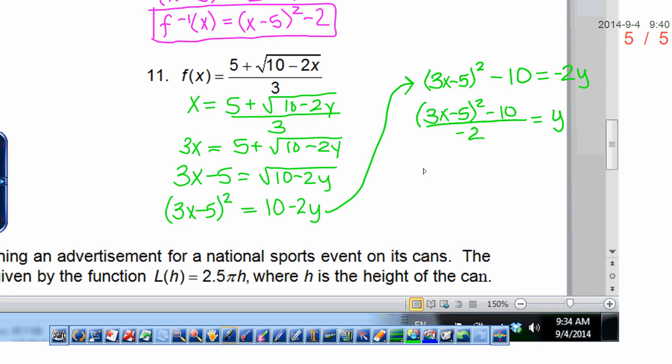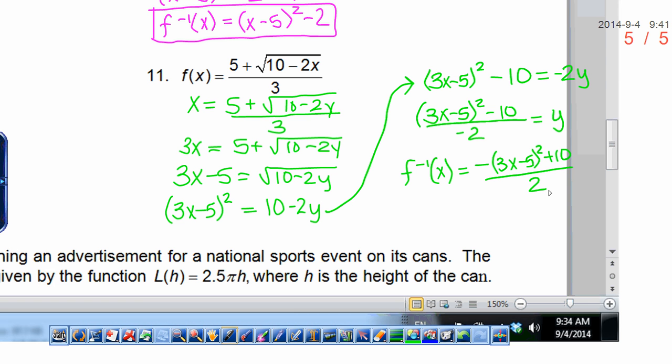So I would also think about writing this as the opposite of 3x minus 5 squared plus 10 over positive 2. But that's not required. I just think it's kind of weird to leave a negative in the denominator. You would not lose credit if you did that, unless it were negative 1. You can't leave negative 1 in the denominator.